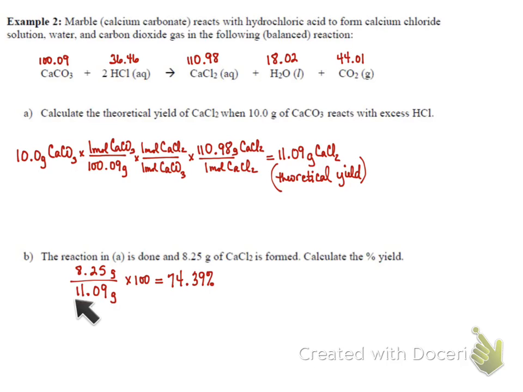So theoretical yield that we calculated first, 11.9. The actual yield has to be given. One of them has to be given. We calculated 11.9 grams theoretical. The actual yield is 8.25, and then the percent yield is 74.39.